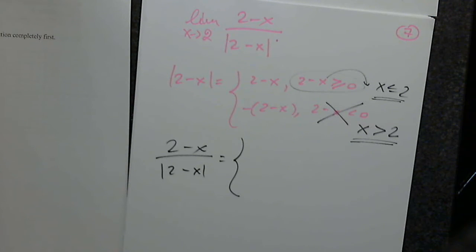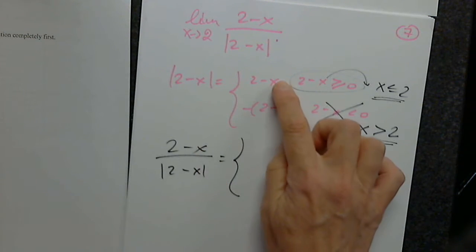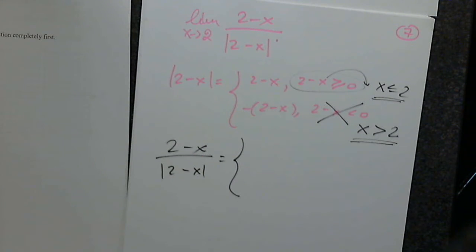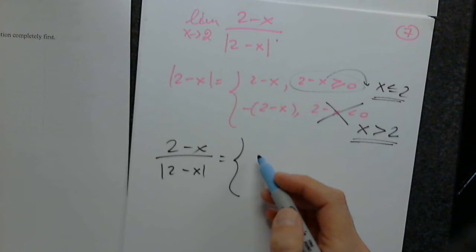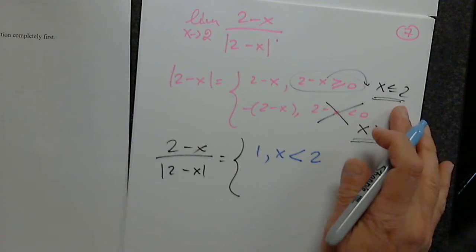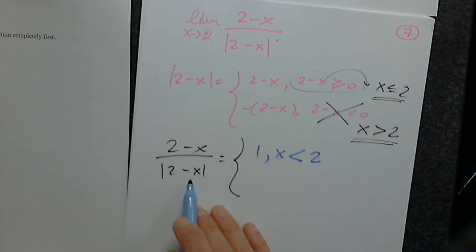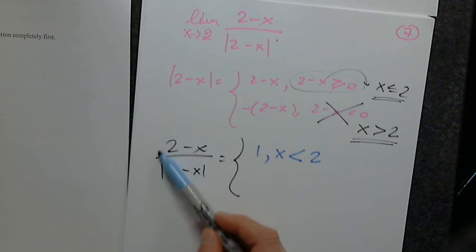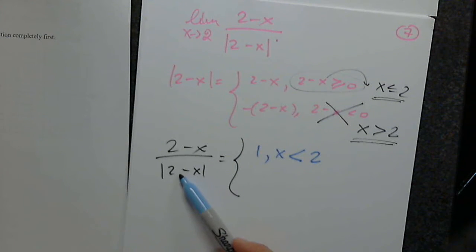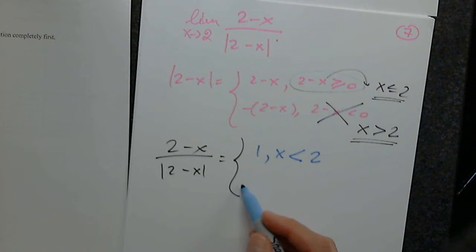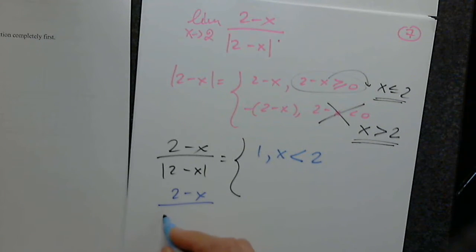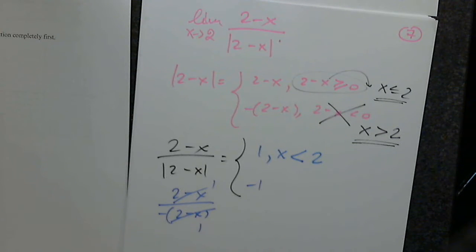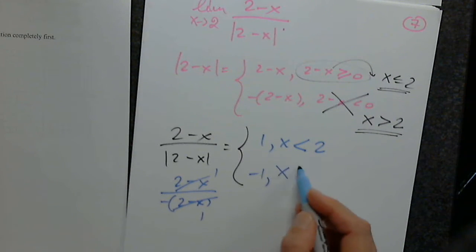So, what is the first option? Can anyone tell us what will be the first option? The first option is this over this. What is the answer? 1. For x only strictly less than 2, because now this is in the denominator. The second option is when the top is 2 minus x and the denominator is negative 2 minus x, what will this answer be? So the top is 2 minus x. Yes. You simplify and you get negative 1. Do we all see that? Okay, for x greater than 2.